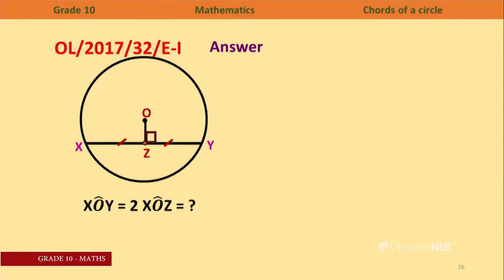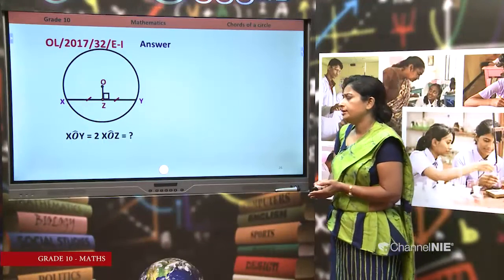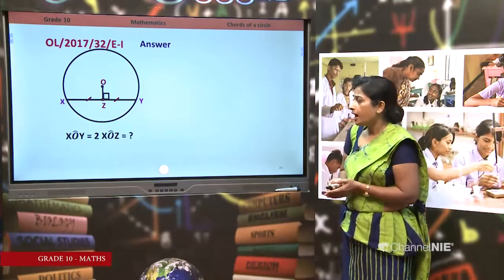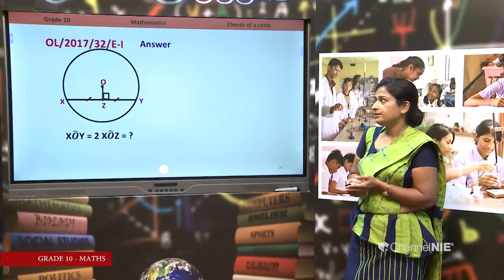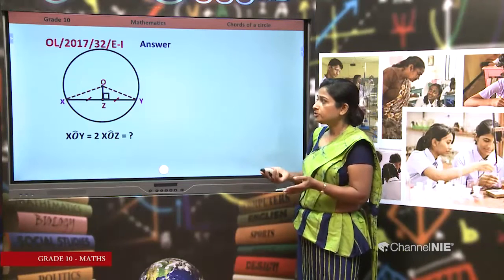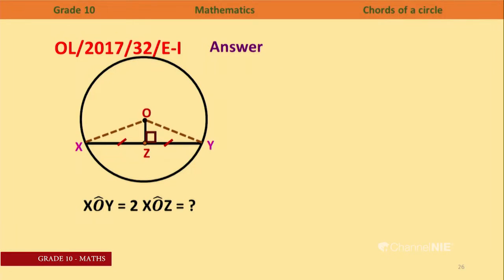Okay. Then the second part of that table: the angle XOY is equal to 2 times XOZ. You have to check whether it's correct or wrong. Let's see. To do that, I will use congruency. So, I am going to prove 2 triangles in this circle congruent. What are the 2 triangles? To make the 2 triangles, I have joined the OX and OY lines. Then I can prove the 2 triangles OXZ and OYZ congruent.